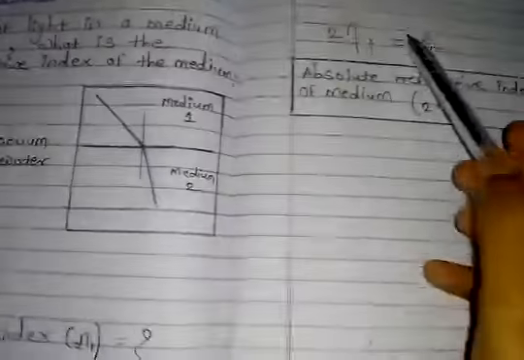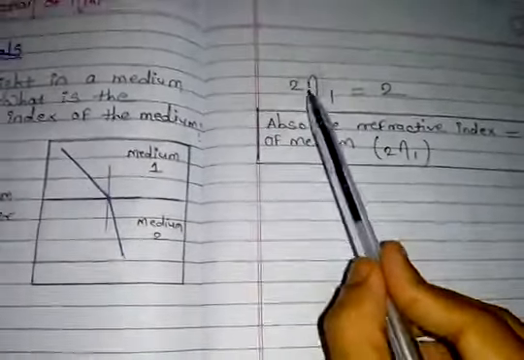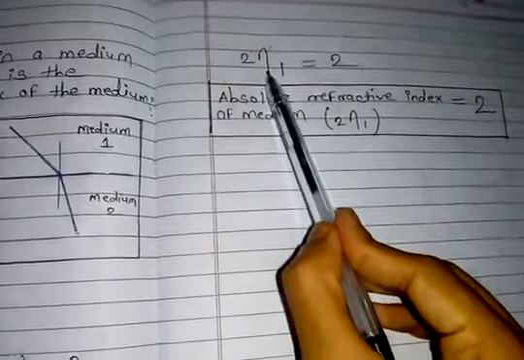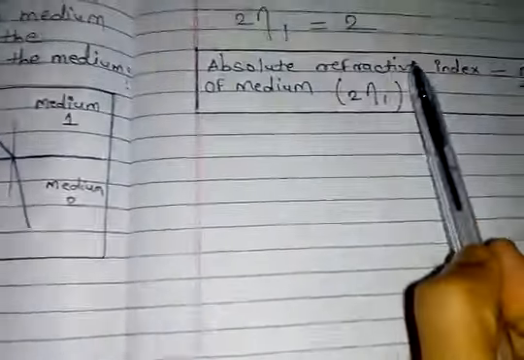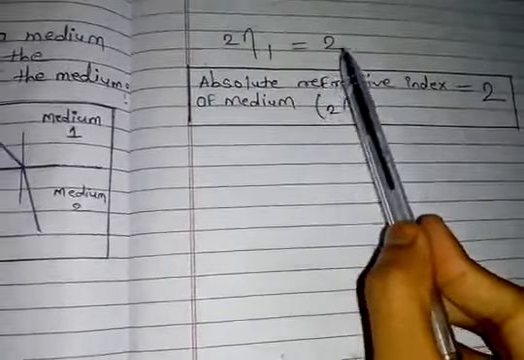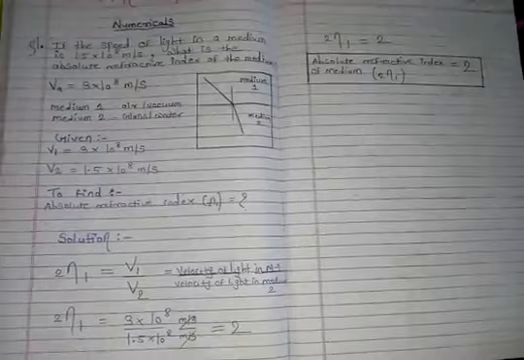So what is the answer for this question? The absolute refractive index of medium 2 with respect to 1 is equal to 2. This is the answer of the whole question. I hope you understand. So this is your first question.